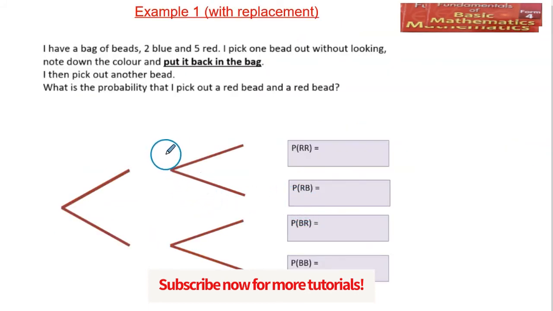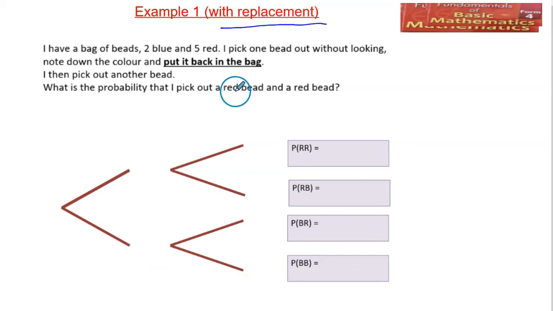Now, I've got this question here that says with replacement. So let's just understand that word. What does replacement mean? Well, it just means you are going to get something maybe from a bag and then you're going to put it back in the bag. So at any time you have the same number of whatever's in there. In this case, we have beads. We have 2 blue beads and 5 red beads in a bag. You're going to take one out, make a note of it, and then put it back in the bag. So you will always have 7. Every time you try and get a bead from the bag, you have 7 beads.